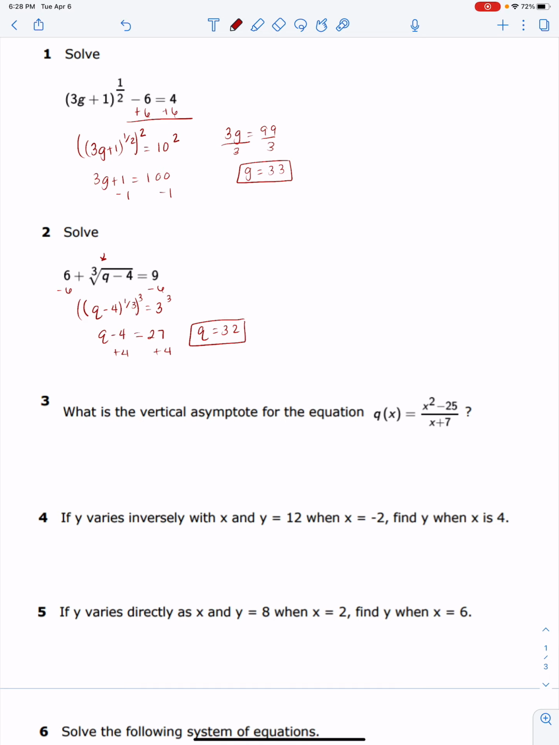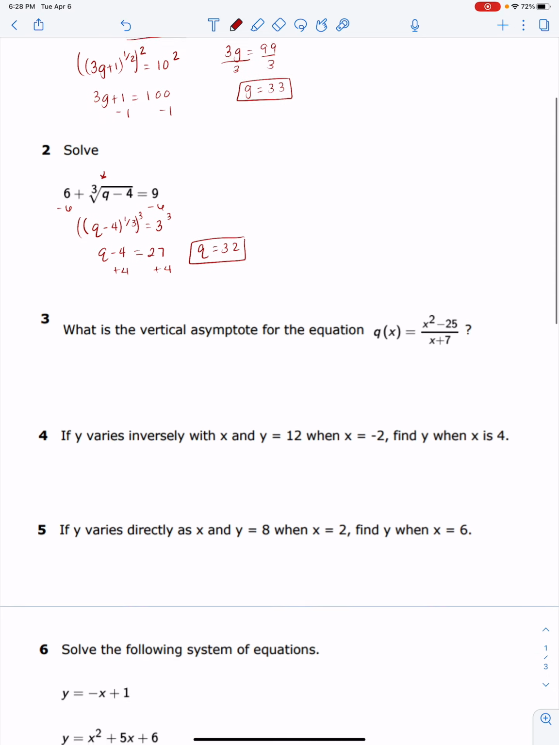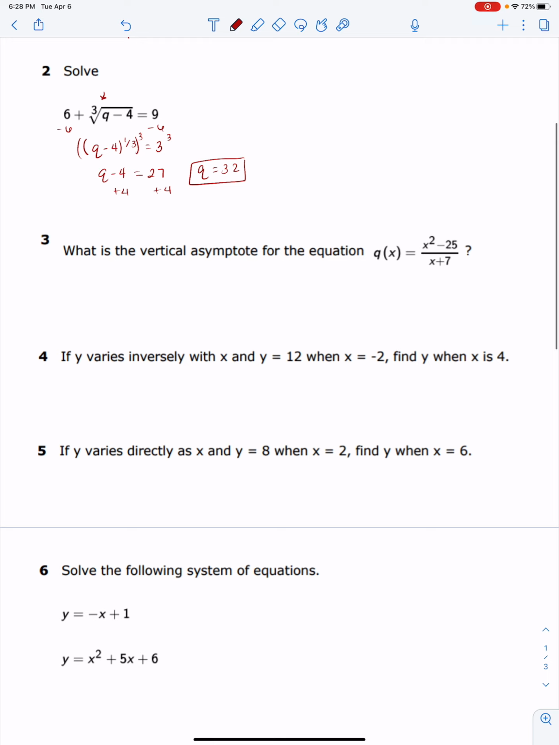All right. Number 3. The vertical asymptote. In order to find the vertical asymptote, you need to set the denominator equal to 0. So x plus 7 equals 0, minus 7, x equals negative 7.